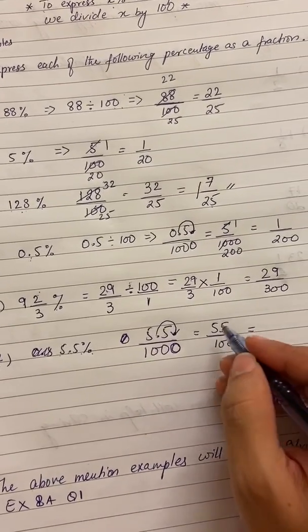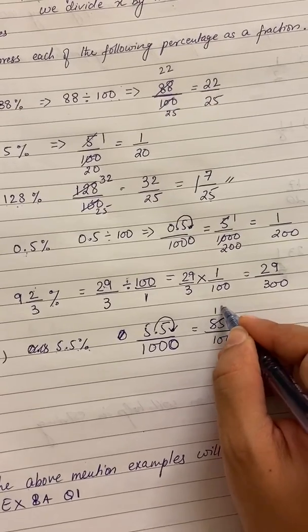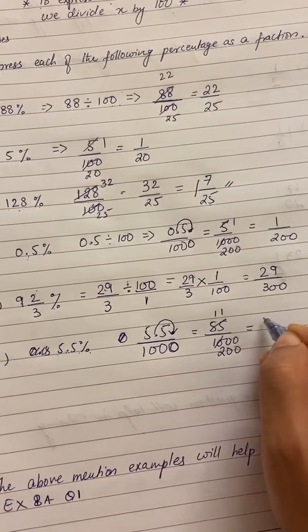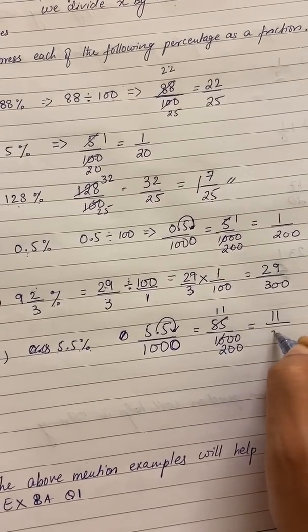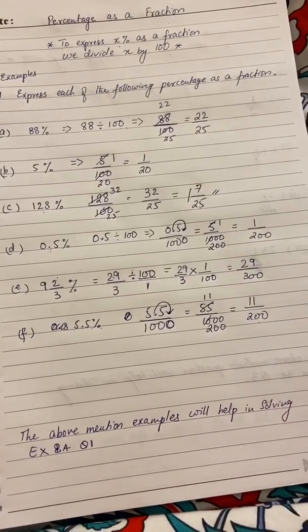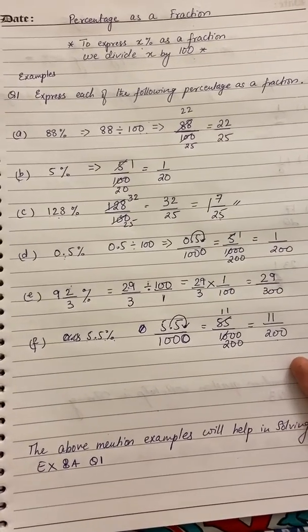It goes by the 5 times table. 5 ones are 5, 5 ones are 5, 5 twos are 10, 5 zeros are 0, 5 zeros are 0. So it's going to be 11 upon 200. Cannot reduce it further. So this is the answer. That's it for now.